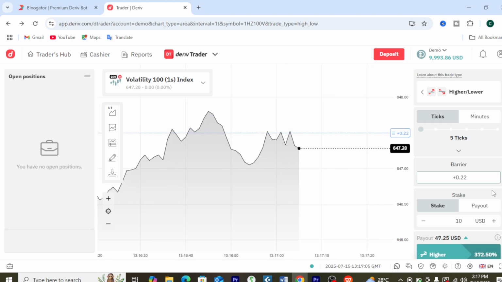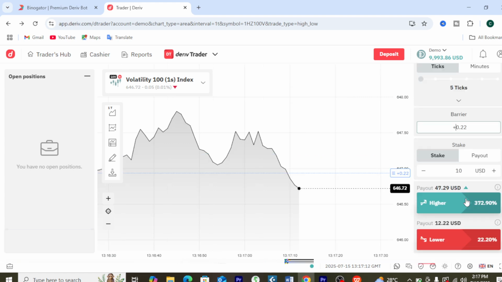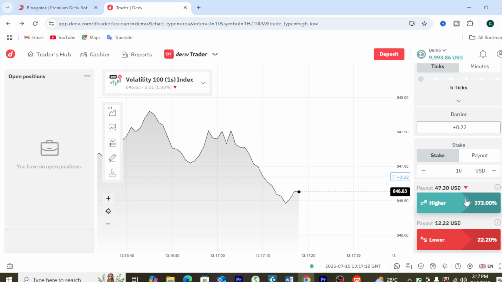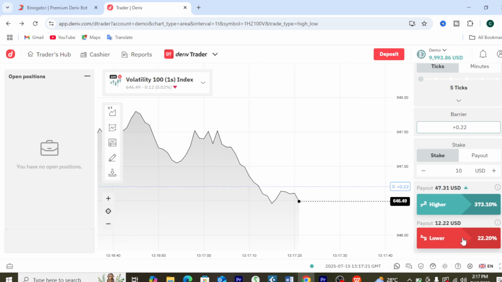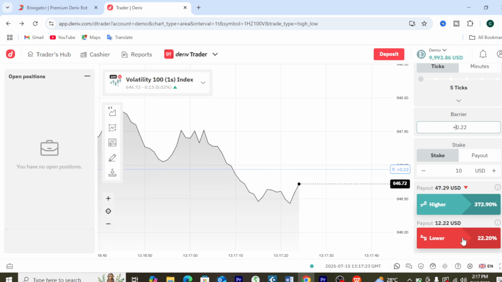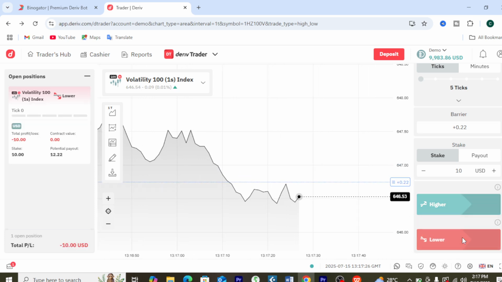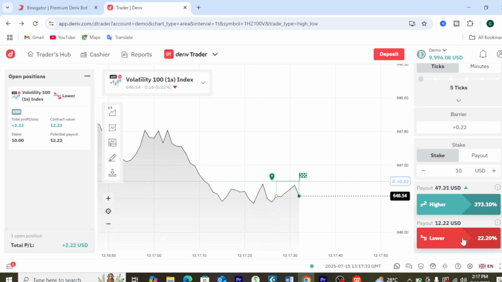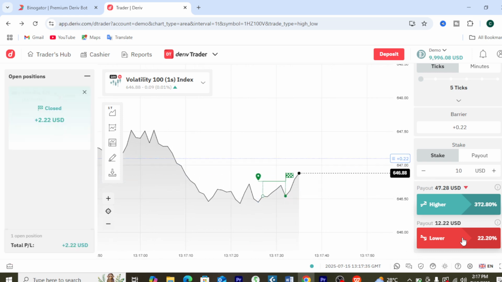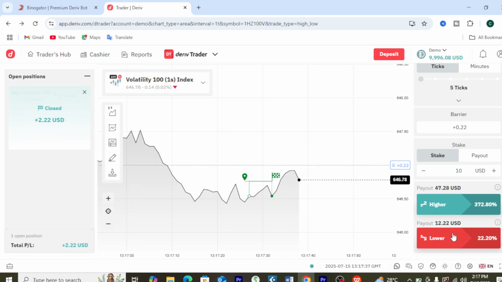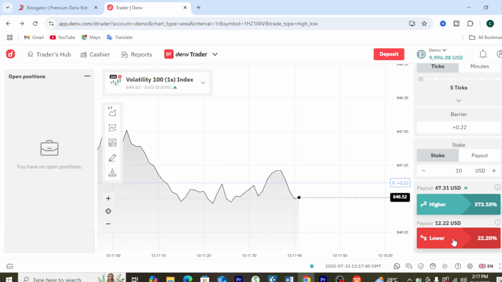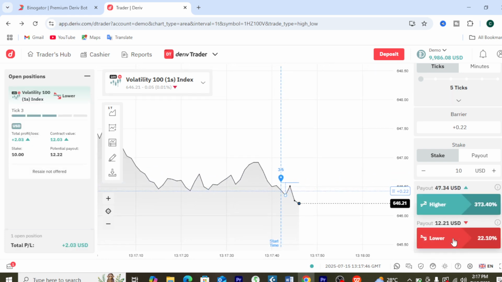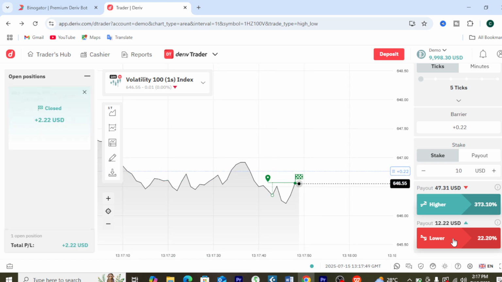Now you've seen it. All right, so I'm staking $10 here, and my condition for trading is that in the next 5 ticks, I want to predict that the price is going to be lower than the barrier. So let me click. In the next 5 ticks now, 1, 2, 3, 4, 5, we have won the trade. Let me do another one. Again, in the next 5 ticks, I predict that the price is going to be lower than the barrier. 1, 2, 3, 4, 5. And we have won the trade again.